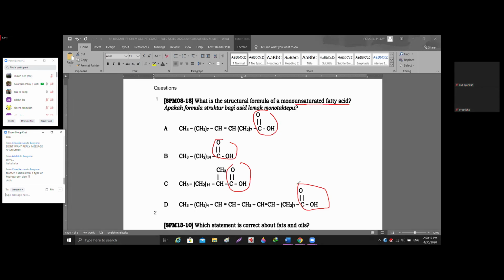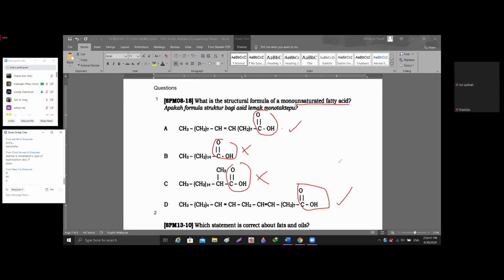Who wants to try? Unsaturated. What do you think is the answer? Somebody put the answer there. Sean put D. Why did you put D, Sean? You see, there's a double bond. This one is wrong. This is saturated. Cannot. This is saturated, no double bond down here. Saturated fatty acid, saturated. So the answer is either A or D.